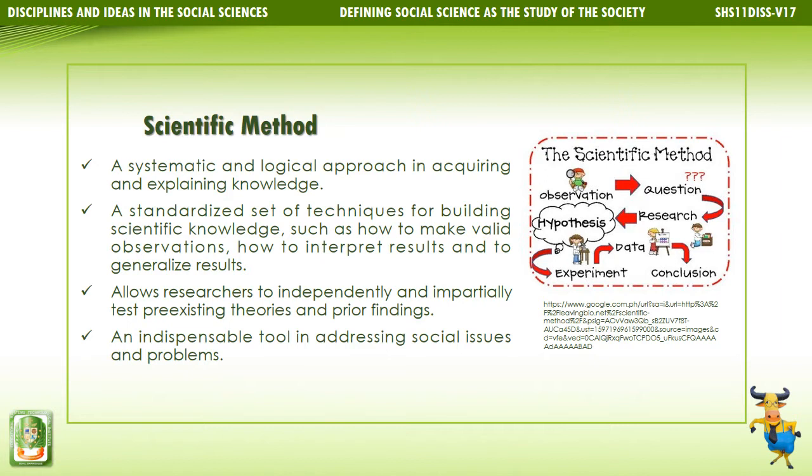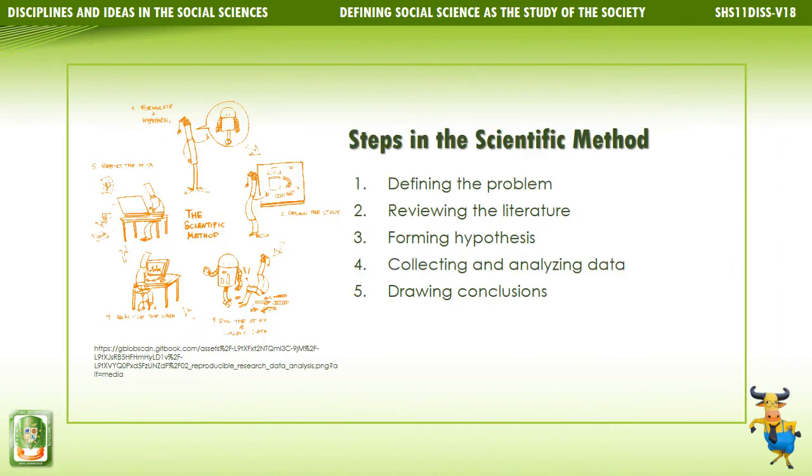In the field of social science, research is an indispensable tool in addressing social issues and problems. Through research, a social scientist can try to find answers to questions like, what is poverty? Who are the poor? Why does poverty exist in society? How can society best address or solve the problem of poverty? In pursuing research, the use of scientific method is required.